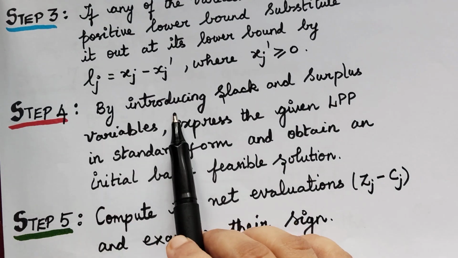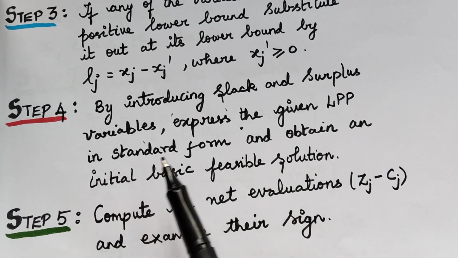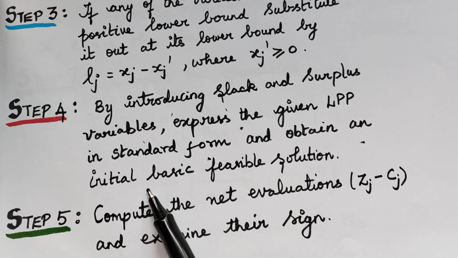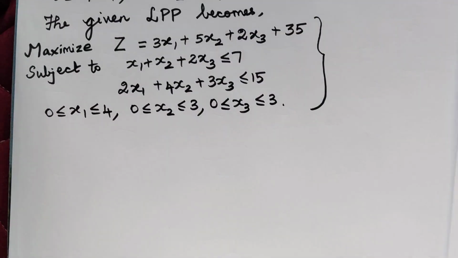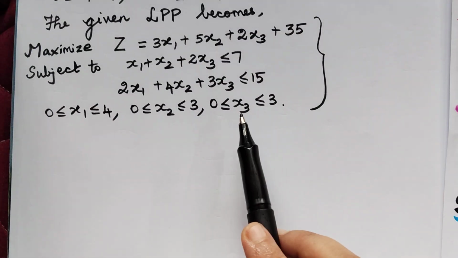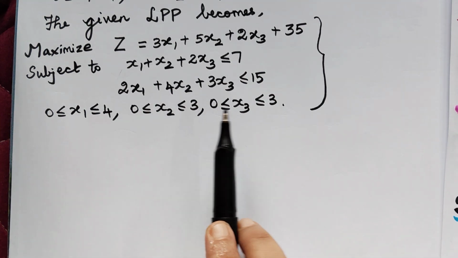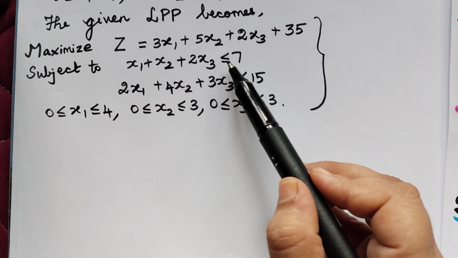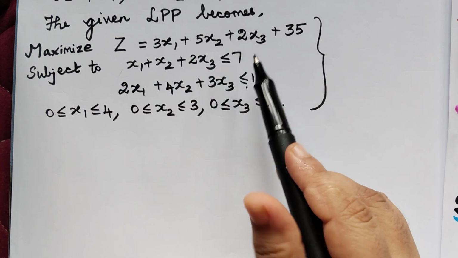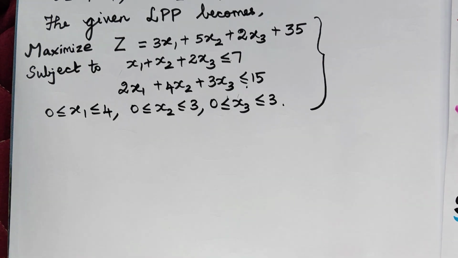So the next step involved is, by introducing slack and surplus variables, express the given LPP in standard form and obtain an initial basic feasible solution. So as we proceed in simplex method, we have to write the standard form of the given LPP, introducing the slack or surplus variables accordingly. Now if you see, the inequalities here are both lesser than or equal to, so we need to introduce two slack variables since we have two constraints over here.